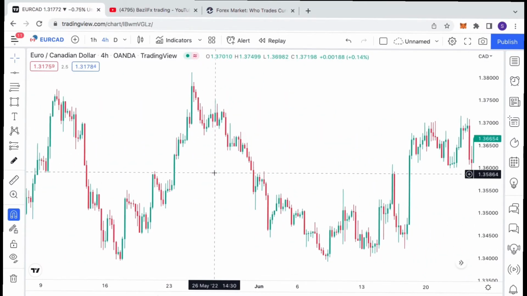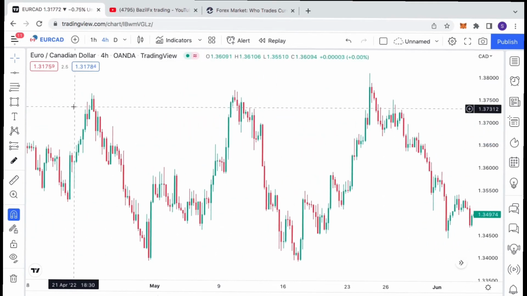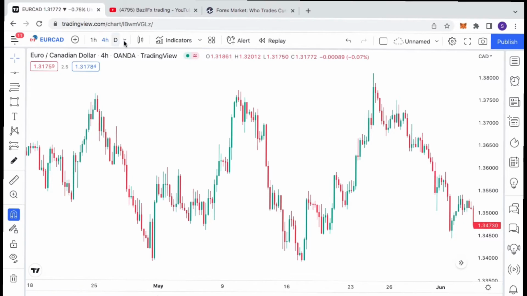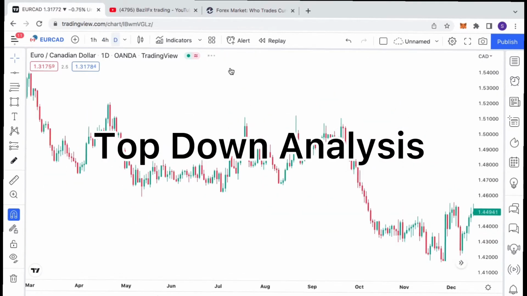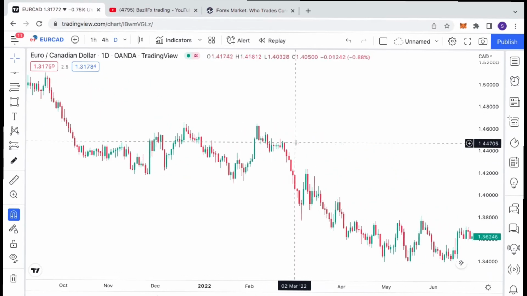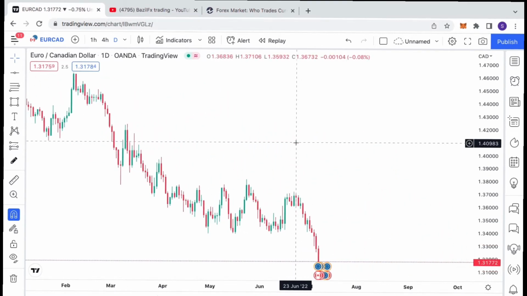As you can see, this is EURCAD. This is a very good pair for me to trade. I'm going to be teaching you demand and supply on a sideways market. A sideways market is a market that is going up like this, you see. This is the best way to trade demand and supply. First of all, we're going to do a top-down analysis. As you can see, I've come to the daily time frame.